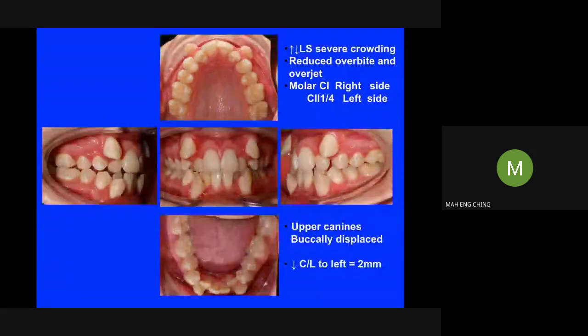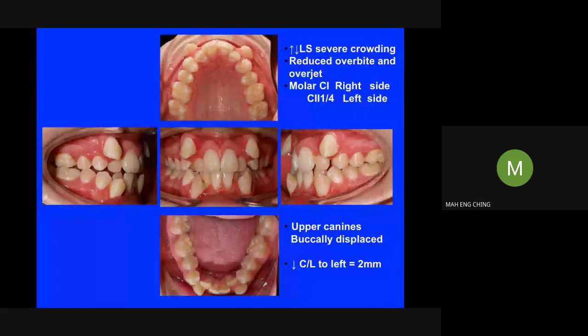Then how about this? Upper lower crowding. First thing, count the teeth. 1, 2, 3, 4, 5, 6, 1, 2, 3, 4, 5, 6. All the teeth are present. Then look at other features. So what do you think in this case? Maybe it's again crowding, 4D.